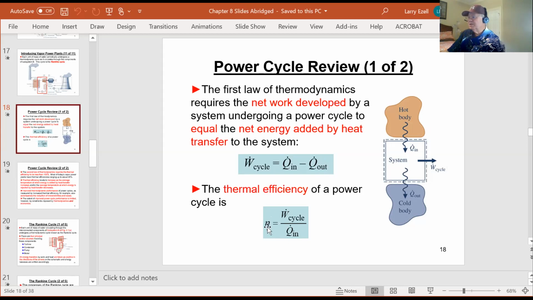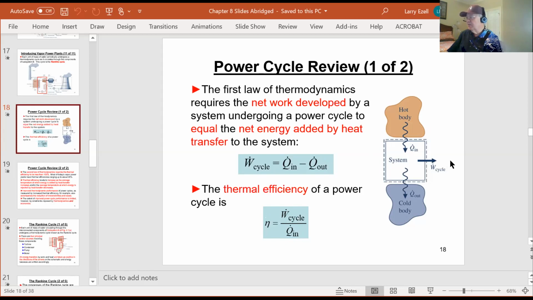The thermal efficiency of this cycle, and the philosophy behind this thermal efficiency definition, is that you have to pay for this Q in. That's your biggest cost, the fuel cost. So your efficiency is how much of this fuel energy you convert into work energy. That's what this means. Work of the cycle.